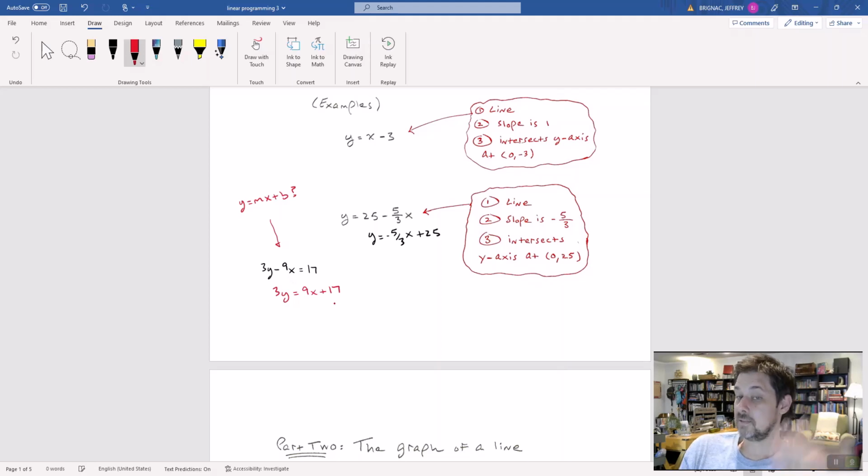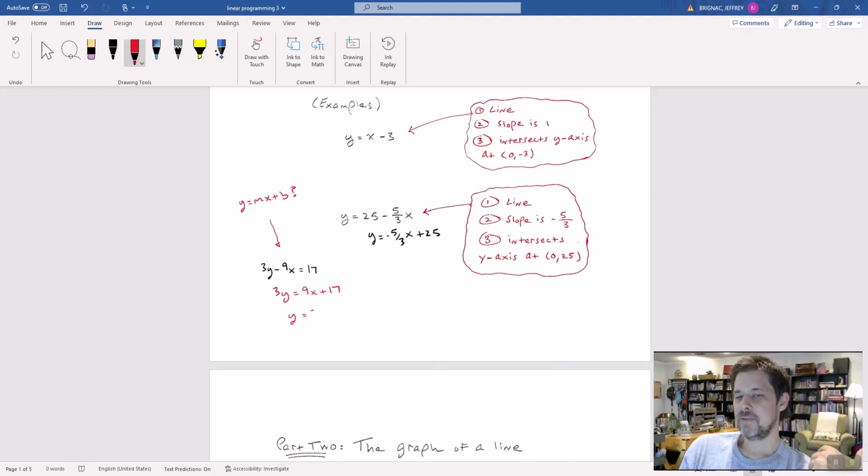Then I get, like so. And say to get this all the way, I divide everything on both sides of the equation by 3. So these are all things you can do when you solve equations. So I'm going to divide everything by 3. I get y by itself over here.